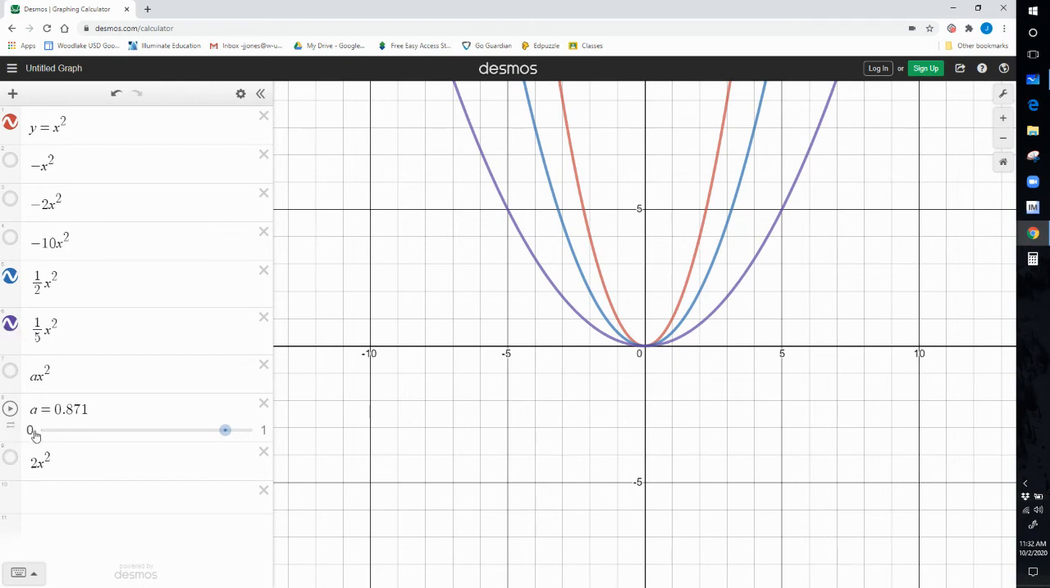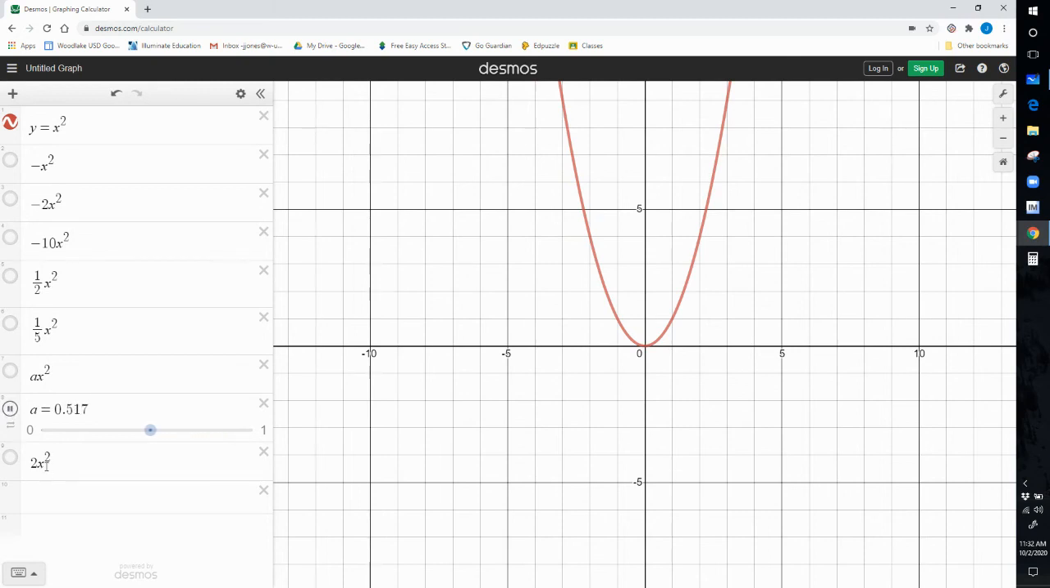Let's actually test that theory. I put the A values here between 0 and 1, so it's only going to give me fractions. Let's try that out. You can see as it gets closer to 1, I get closer to the parent function, and as I get further away from 1, it gets to almost be a straight line. Check this out. It looks like a straight line. A can't actually be 0. But there we go. 5/1000ths is a very, very wide parabola, right?